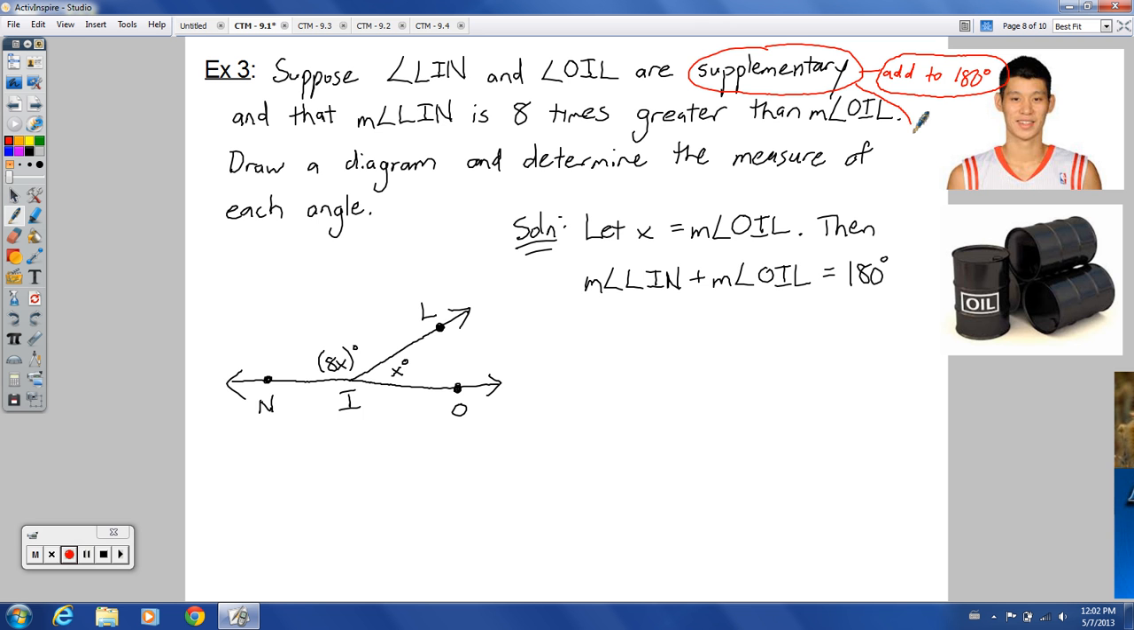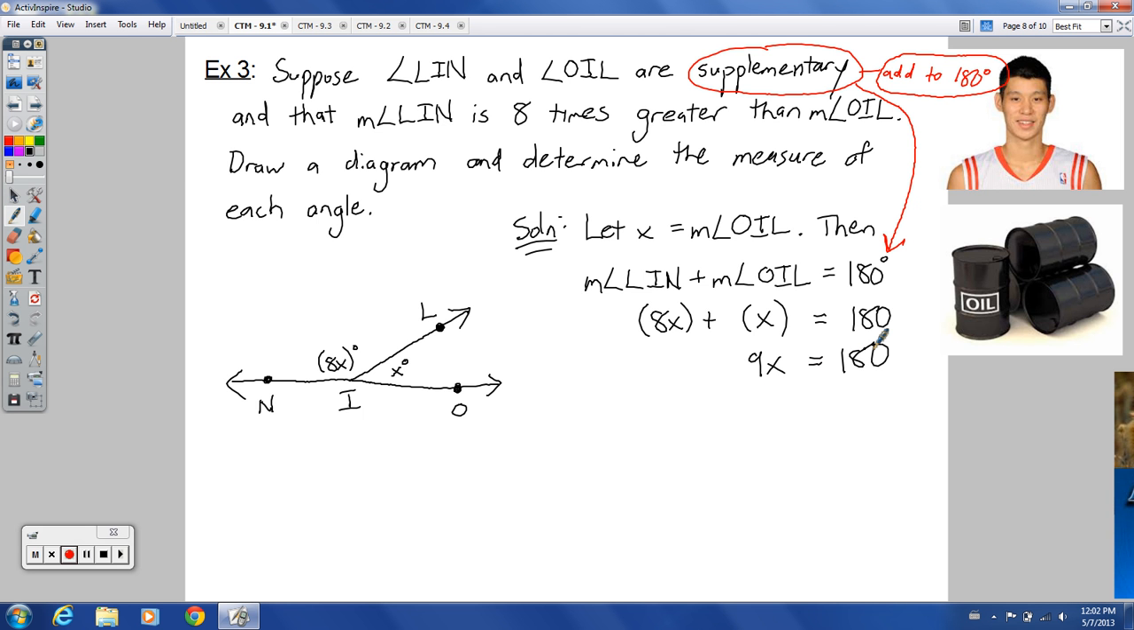So let's use our color, let's point to that right there. That's where that came from. And now replace it with what they are equal to. So this is going to be 8x, the lin part, and then the oil part is going to be x. You put it together, and you've got 180. So that's 9x equals 180.